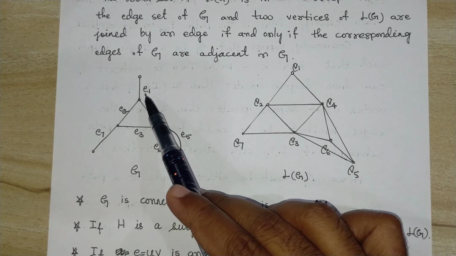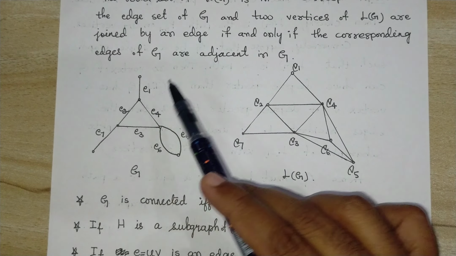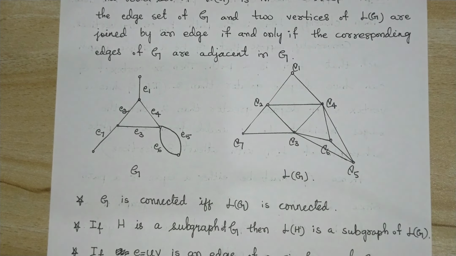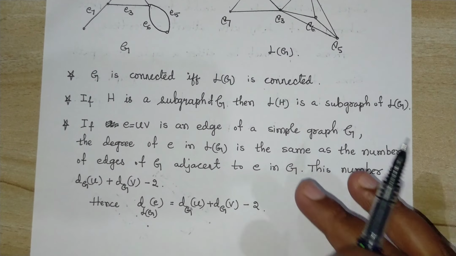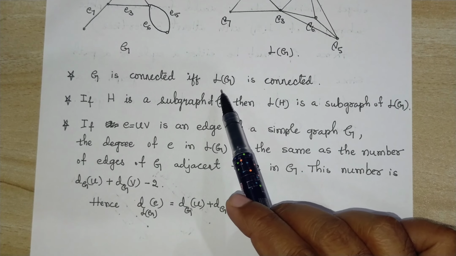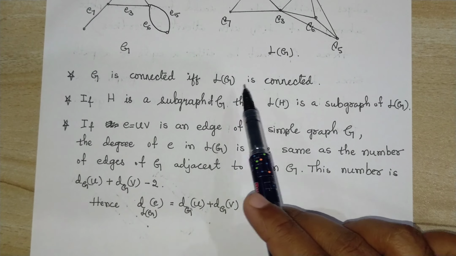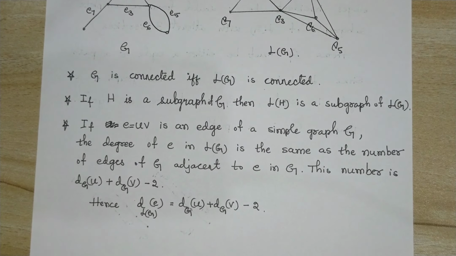And look here, the edge E1 is incident with E2 and E4. So here the vertex E1 is adjacent to E2 and E4. Like that we can construct the line graph of G, and these are a few results on the line graph. The line graph of a connected graph is always connected, and if the line graph of some particular graph is connected, then the graph is also connected.